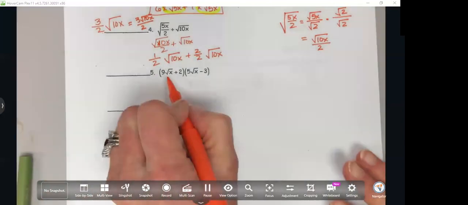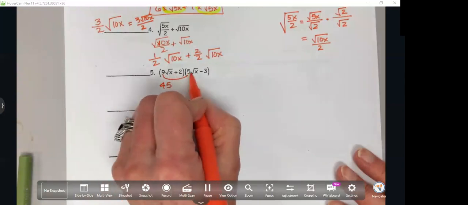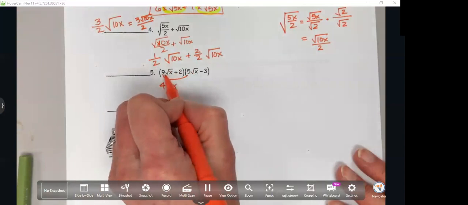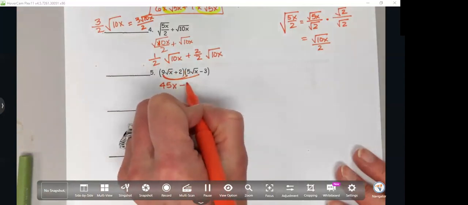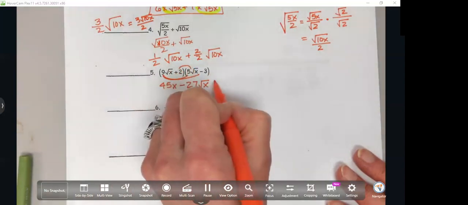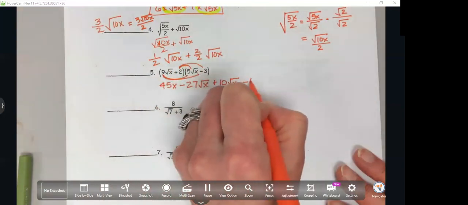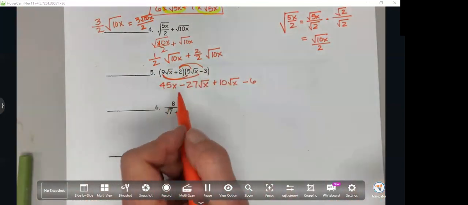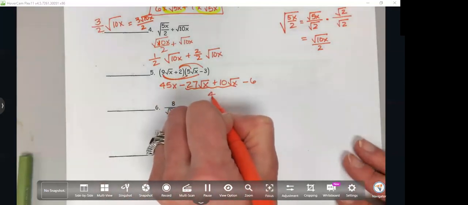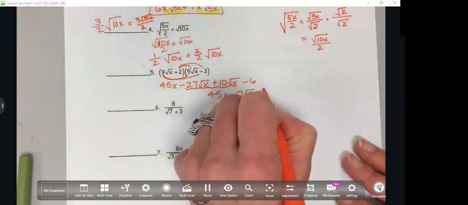All right. So I'm going to multiply the 9 times the 5, get 45. X squared times the square root of x times the square root of x is x. Then I'm going to multiply that by this, negative 27 square root of x plus 10 square root of x minus 6. And now I can combine my like terms. These are going to be my like terms. So I'm going to get 45x minus 17 square root of x minus 6.